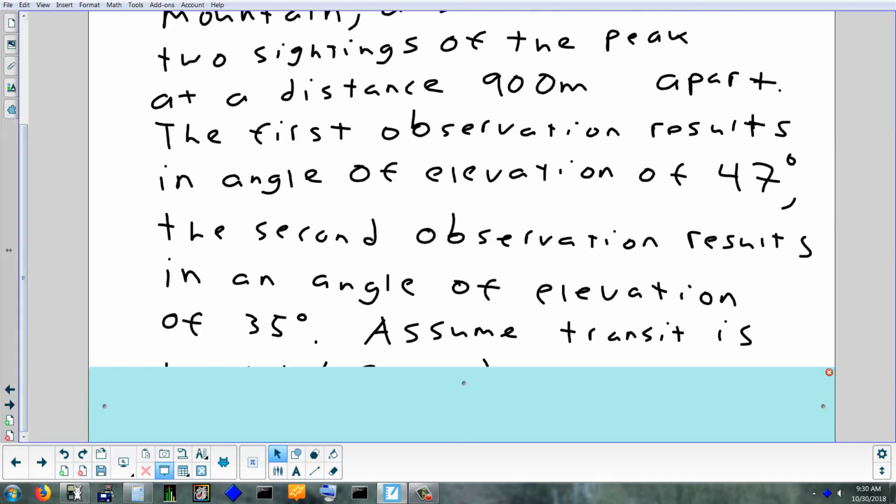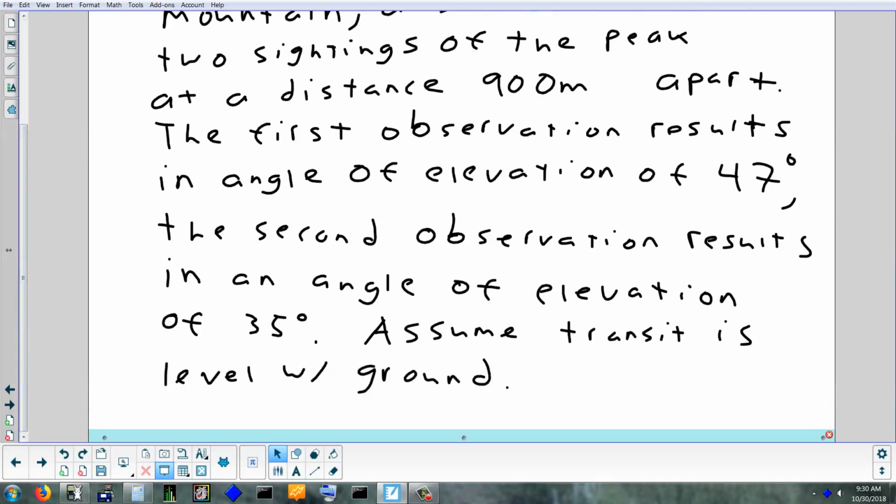For our purpose, we're just going to assume the transit is level with the ground, which probably isn't true. Most transits, you set them up on a tripod, they might be like 4 or 5 feet high.